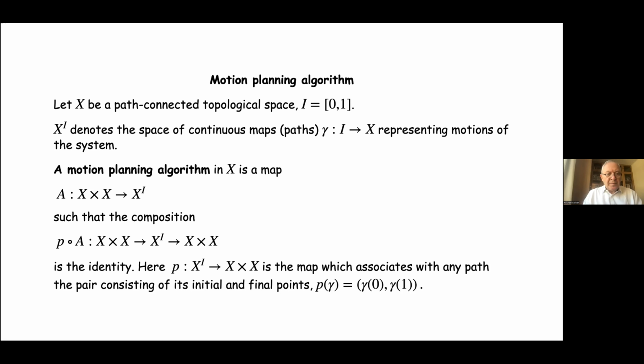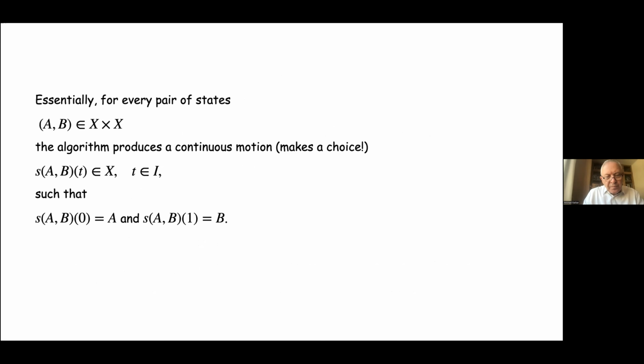So this condition actually means that the algorithm, this map A, must be a section of this map P, and actually this map P is a fibration in the sense of Hurewicz. So this is what I already said: this algorithm associates with every pair of states a motion which starts at A and ends at B.